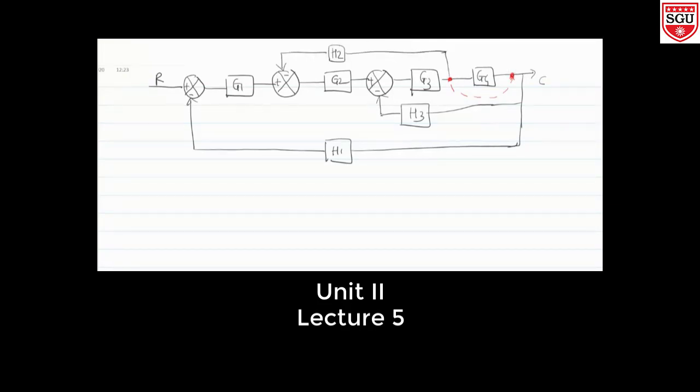Suppose, let's say, for this condition only we have to apply. Let's say G3 is 4, G4 is 3. Okay, what does H2 have? H2 has the value 4. I want the value of H2 as 4, if I shift this point.